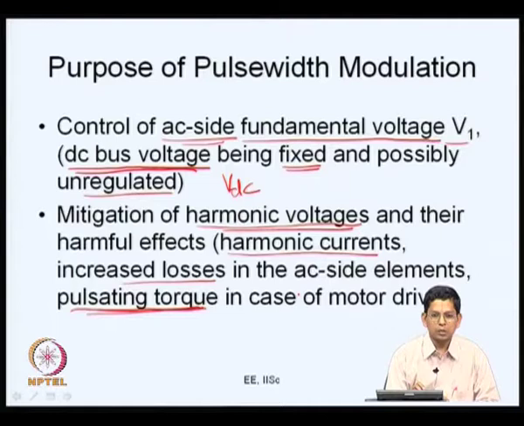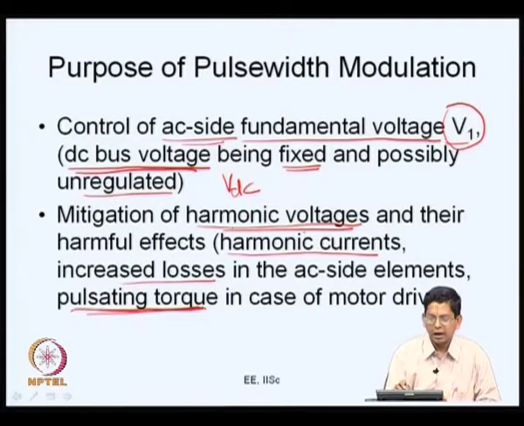So, pulse width modulation, what it tries to do is, it first tries to give the desired fundamental voltage V1. Now, this voltage V1 is achievable through a number of means. So, you select a particular method of producing this V1, which results in a certain amount of reduction in the harmful effects of the harmonic voltages. So, pulse width modulation has its second goal, this mitigation of the harmful effects of the harmonics.